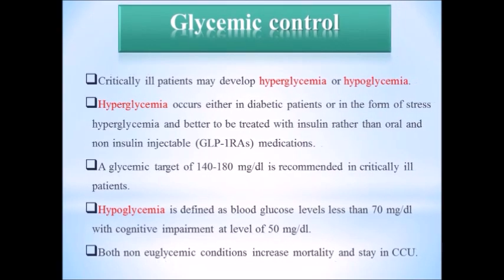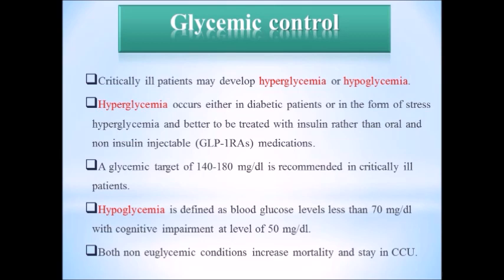Critically ill patients may develop either hyperglycemia or hypoglycemia, which prolong ICU and hospital stay and may increase mortality. Hyperglycemia occurs either in diabetic patients or newly in the form of stress hyperglycemia, and it is better treated using injectable insulin rather than oral and non-insulin injectable medications, targeting a blood glucose level of 140 to 180 mg per deciliter.